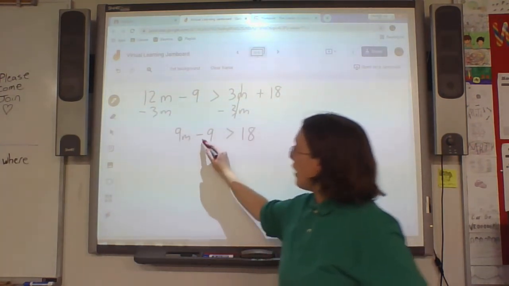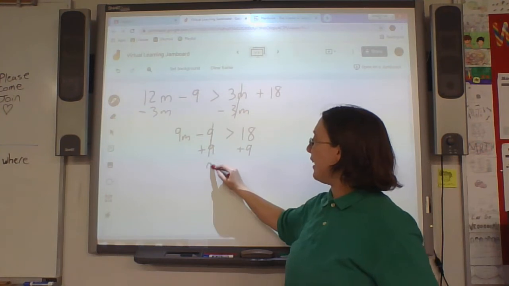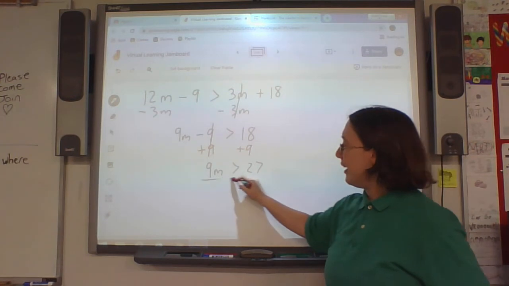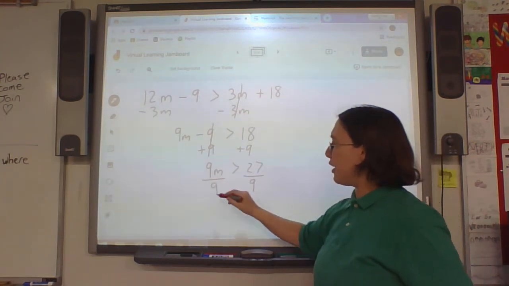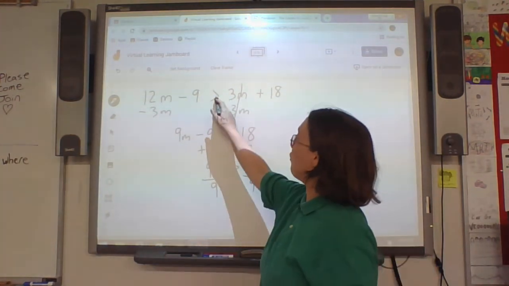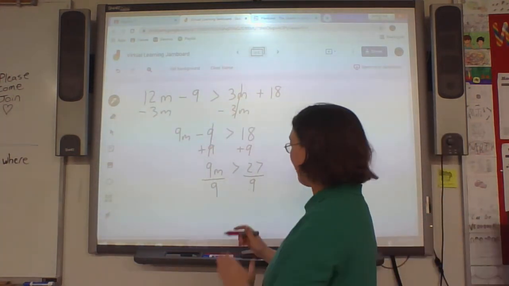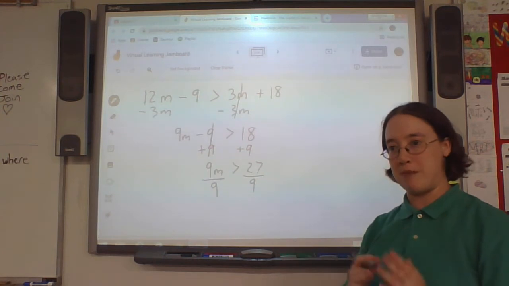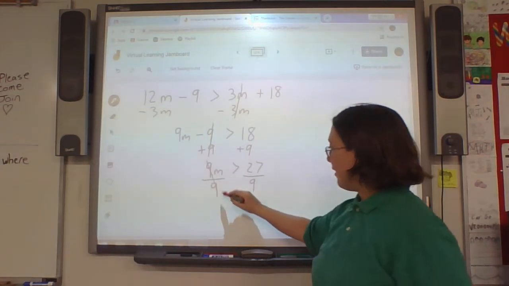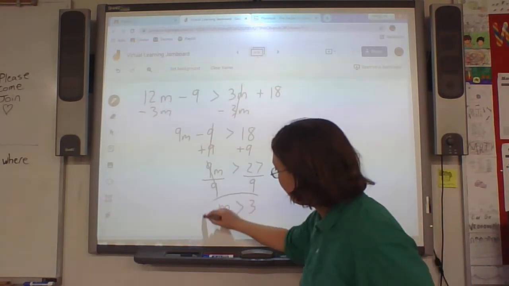And then we're going to get rid of subtracting 9 by adding 9. These are gone. We got a 9m. 18 plus 9 is 27. And now we're dividing by 9. So aside from that dividing by a negative thing, we're doing exactly the same thing we would be doing if that was an equal sign there. When we were solving these equations a couple of chapters ago, this is exactly the same thing, with that one exception: if we multiply or divide by a negative, we need to remember to swap that sign. Other than that, your steps are exactly the same. And then 27 divided by 9 gets you 3. And there we go.